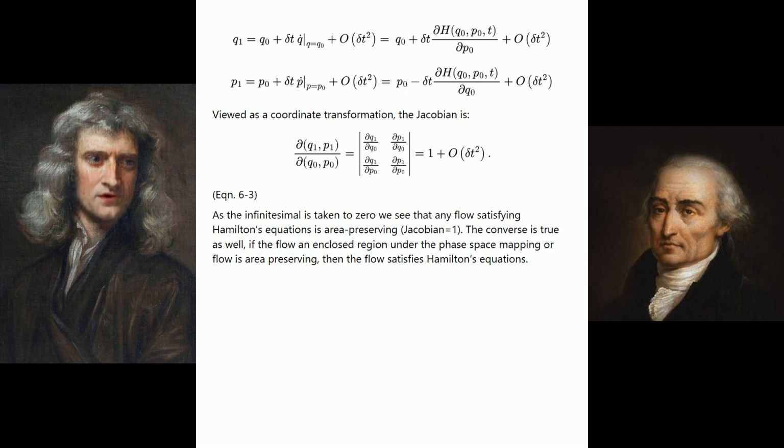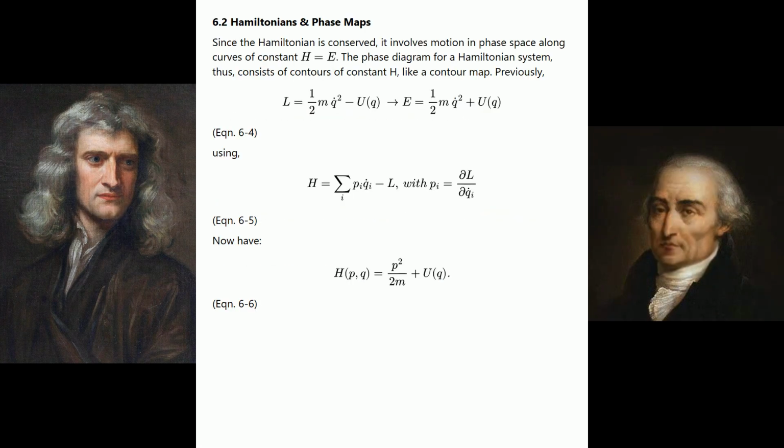The converse is true as well: if the flow of an enclosed region under the phase space mapping or flow is area-preserving, then the flow satisfies Hamilton's equations. 6.2 Hamiltonians and phase maps. Since the Hamiltonian is conserved, it involves motion in phase space along curves of constant H equals E. The phase diagram for a Hamiltonian system, thus, consists of contours of constant H, like a contour map.